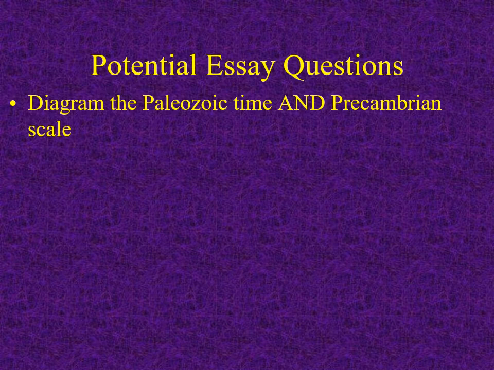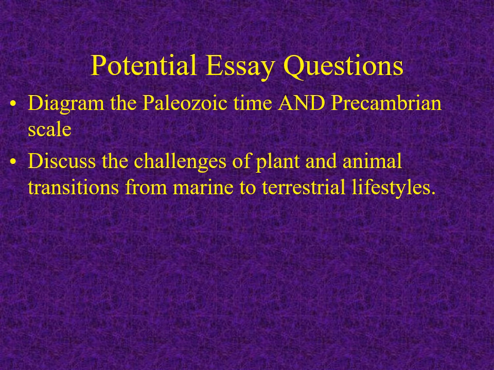So don't completely purge that Precambrian stuff from exam 2. I want you to be able to show the relationship between the Paleozoic times and the Precambrian time. So in other words, be able to reconstruct the geologic time scale from the Precambrian through the end of the Permian. Talk about the challenges plants and animals faced in transitioning to and from a marine to a terrestrial lifestyle. So this goes back to our lecture on those transitions, where we talked about dehydration, getting food, reproduction, moving around. What are some of the things plants and animals did differently to accommodate these?